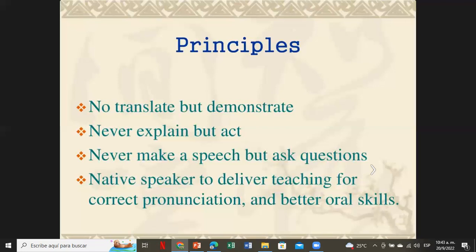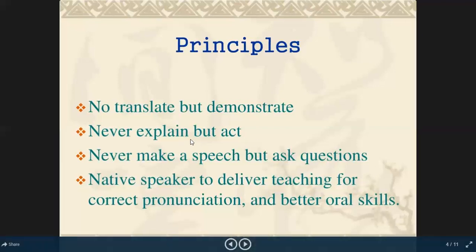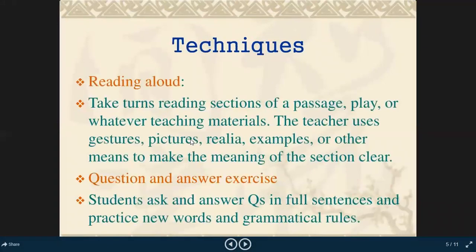I'm not saying that flashcards are not applied in high school. No way. Yes, of course you can. The detail is the techniques. Reading aloud: your tone, your voice. Take turns reading sections. Like I said, like I did before.